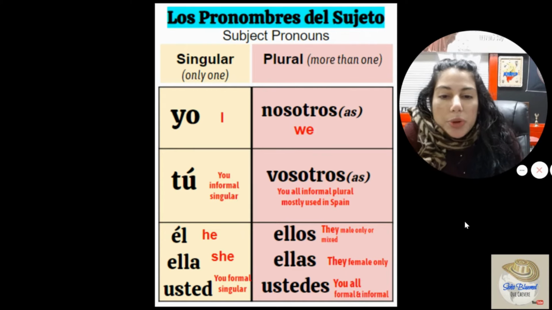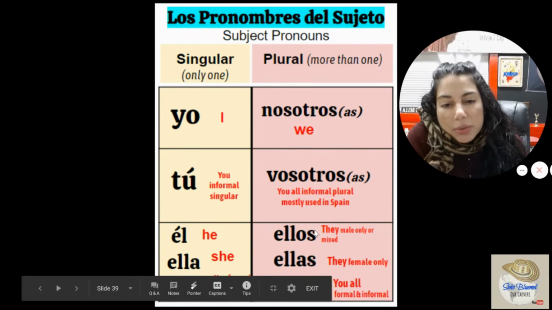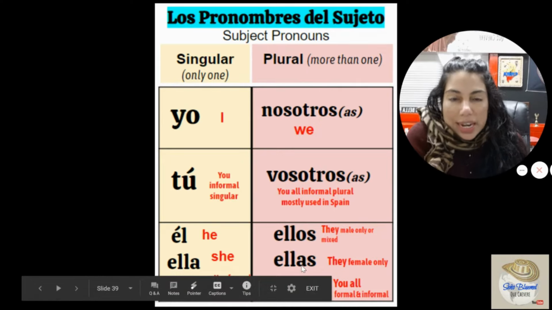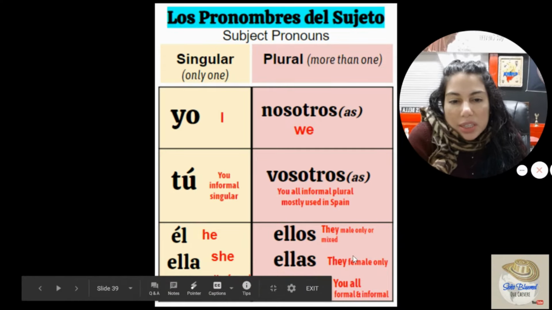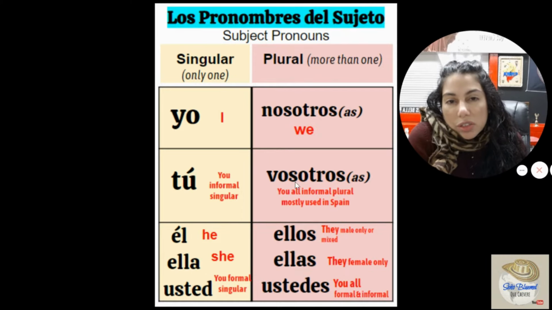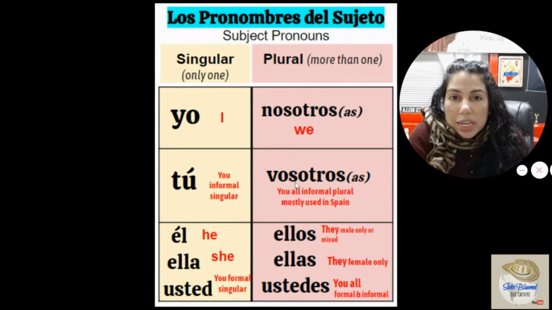So the reason why we put it down here on the bottom is because when you conjugate ustedes, it uses the same ending as ellos and ellas, and you will learn that in other slides as I will explain. But that's why we put it here with the other ones and not here. Vosotros is very unique, so there's a specific ending when you're conjugating that pronoun that is only good for vosotros.